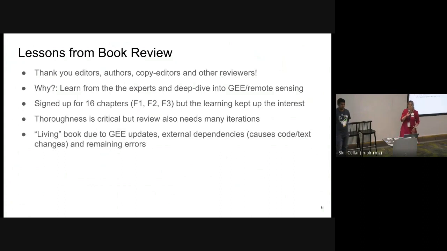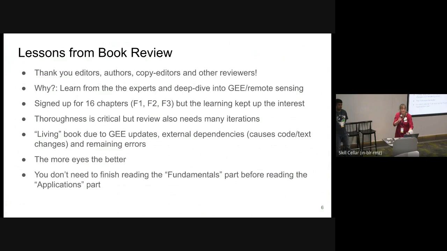So why we all need your help, please do have a look at the book. It's a living book. There are Earth Engine updates, code changes, external dependencies. There might also be errors in there, and the more eyes the better. And you don't need to finish the fundamentals to go to the applications part. Pass it on.